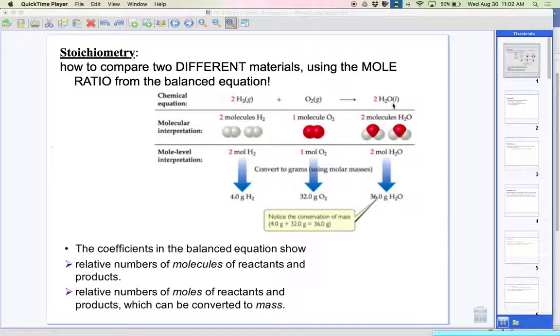Or we can scale up, and it means 2 moles of hydrogen react with 1 mole of O2 to make 2 moles of water. Right? If we look at the law of conservation of mass, are molecules or moles conserved in a chemical reaction?